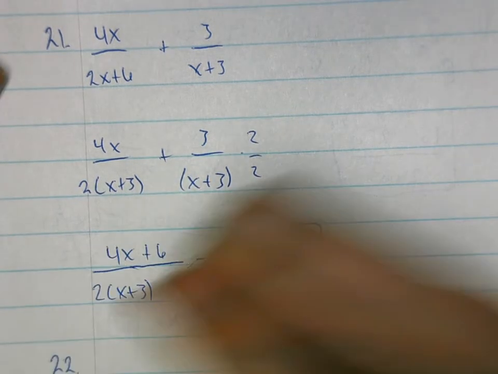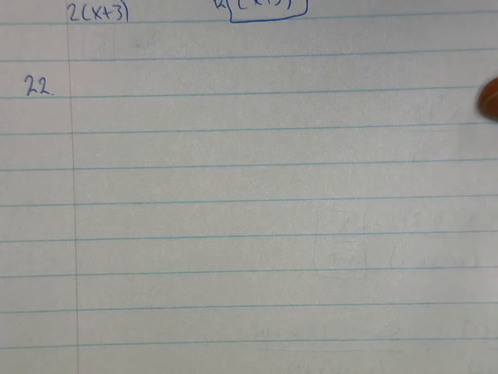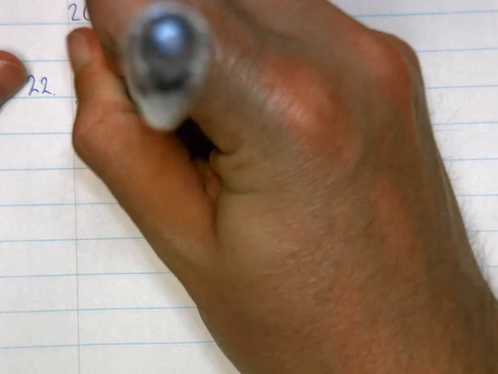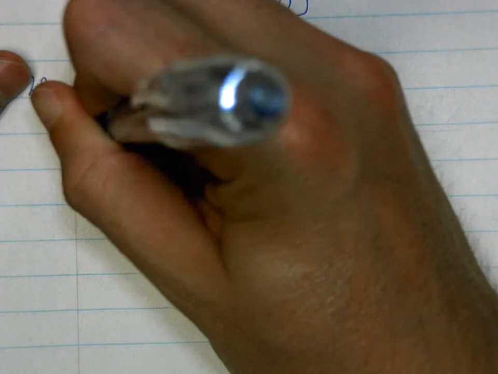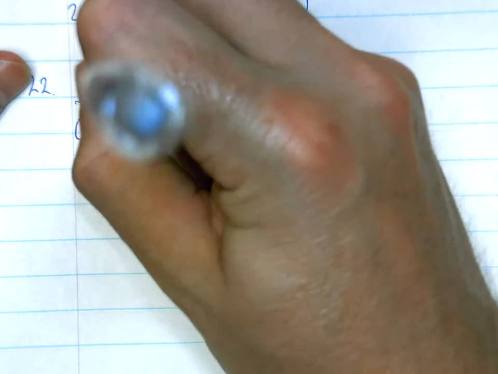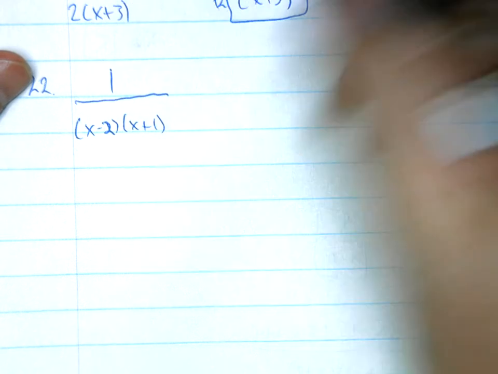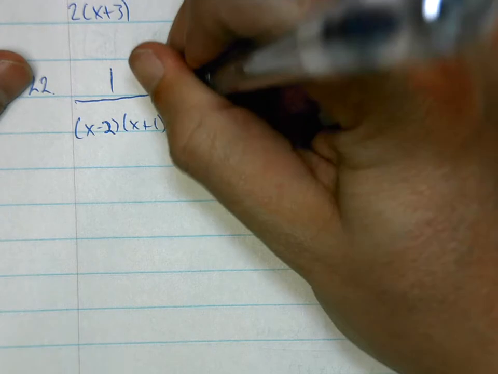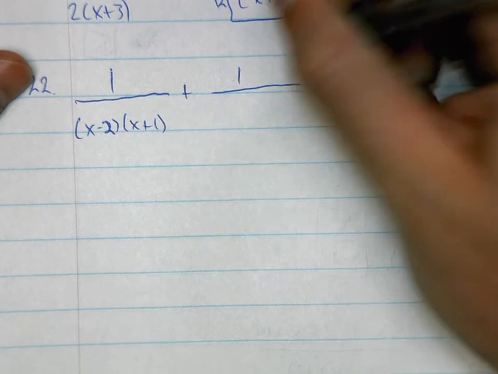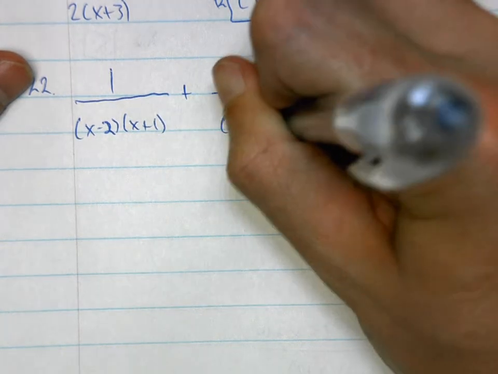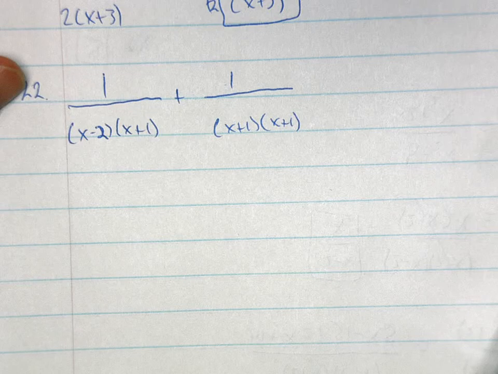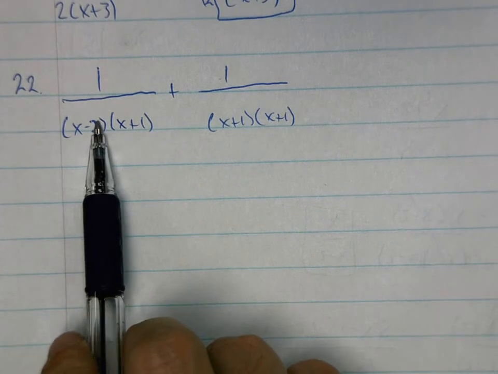22. 1 over, I'm going to start factoring these guys quickly now. This factors into x minus 2, x plus 1, plus 1 over, and this would be x plus 1, x plus 1. So on the left side, we're missing one of the x plus 1's, so you have to multiply by x plus 1 top and bottom.